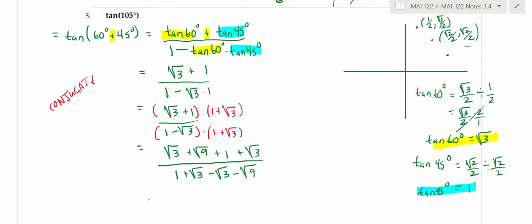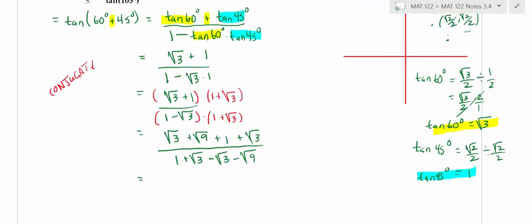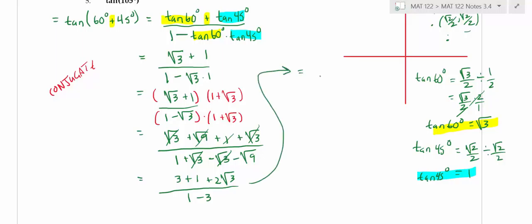Now we're just going to put together whatever we can put together. So first of all, that's 3 plus 1. And then square root of 3 plus itself is 2 radical 3. And then the denominator, notice you have a cancellation. And then you have square root of 9 is 3, so you have 1 minus 3. So I'll move this over here. Looks like we have 3 plus 1, or 4, plus 2 radical 3, all over negative 2.